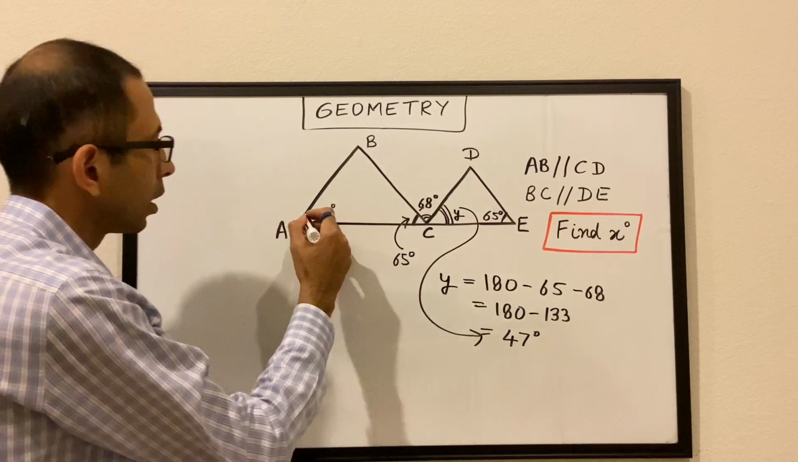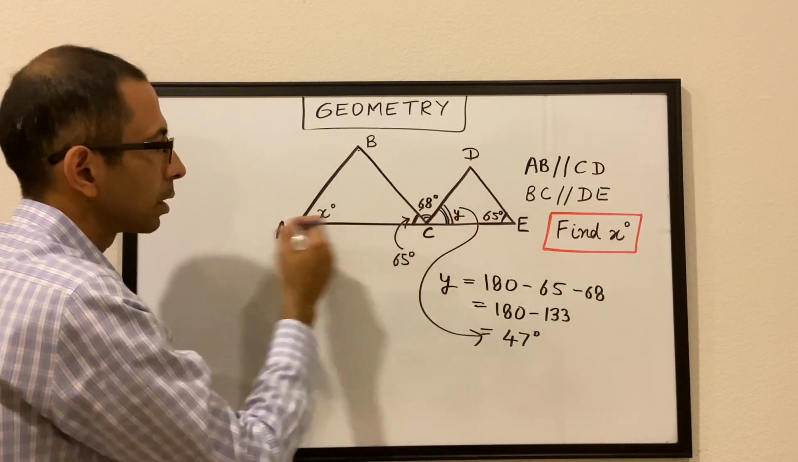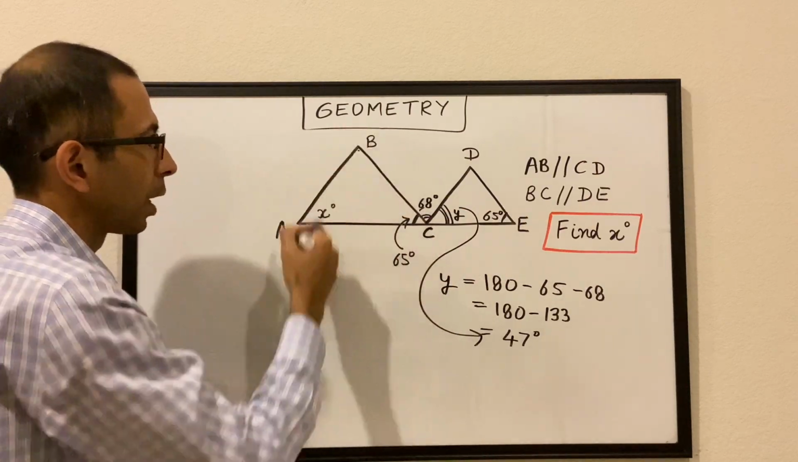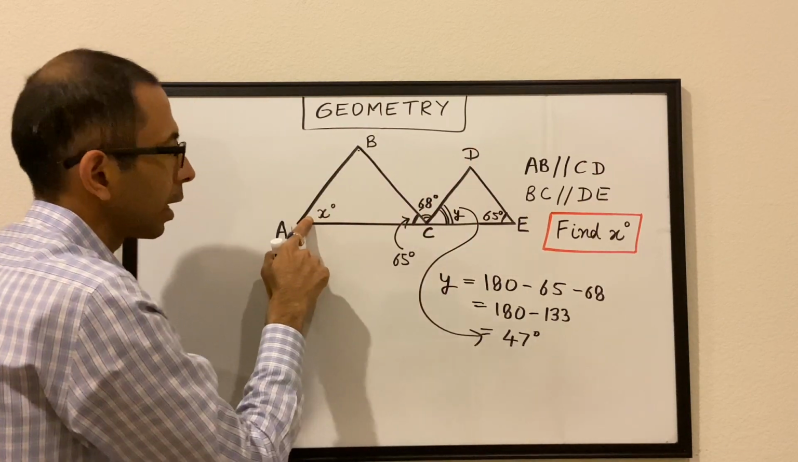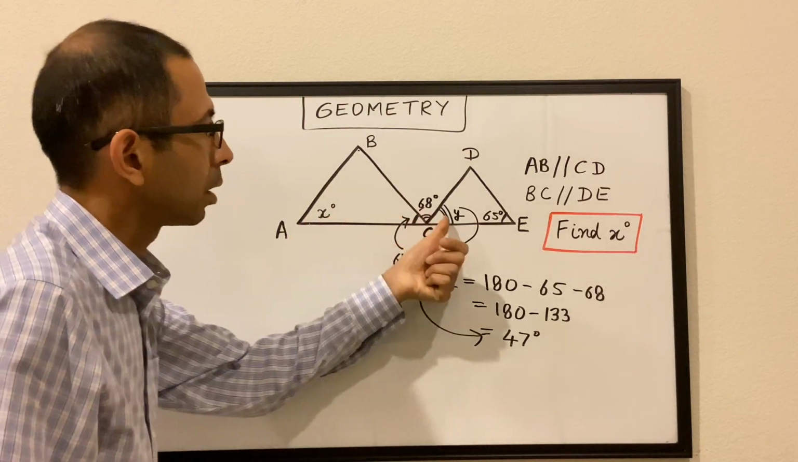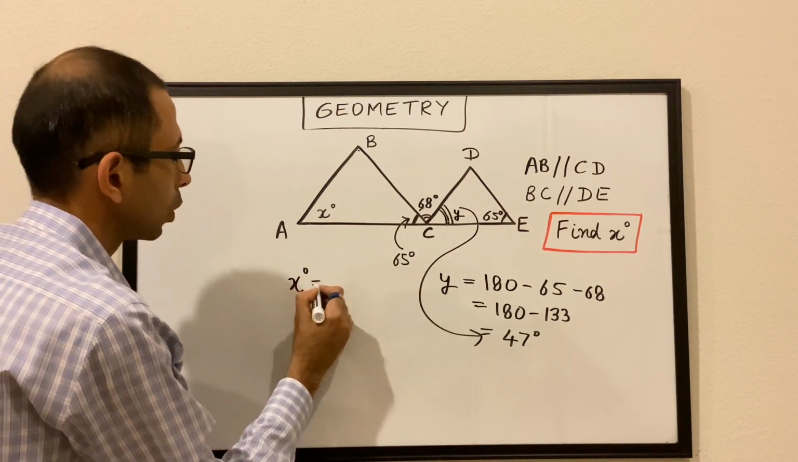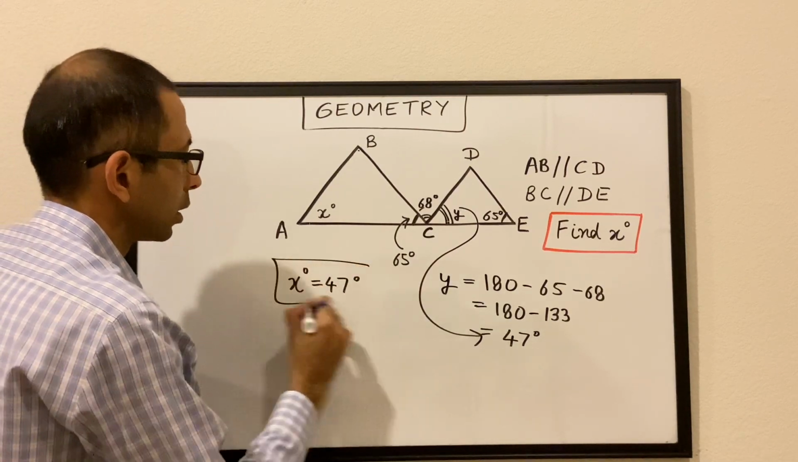Now if we see, AB is parallel to CD as well, and this is like a transversal cutting across these two parallel lines, hence angle x and angle y are also corresponding to each other. Hence angle x would be the same as angle y, which is equal to 47. So angle x is equal to 47 degrees.